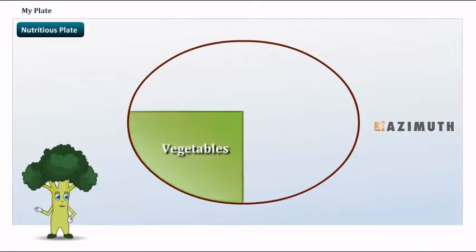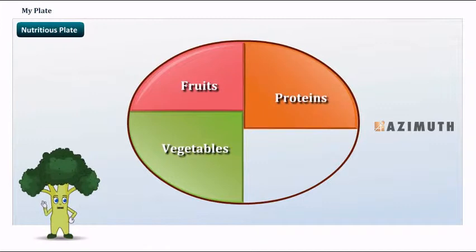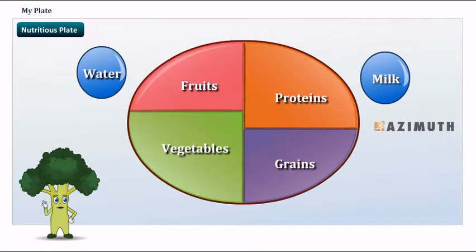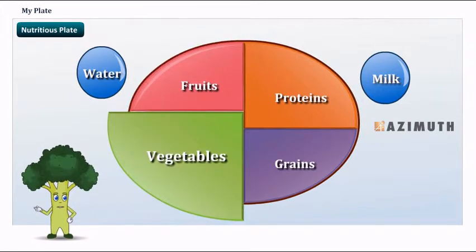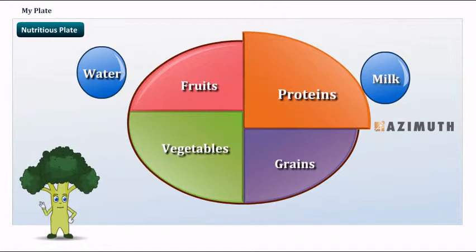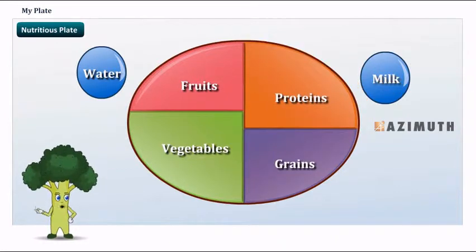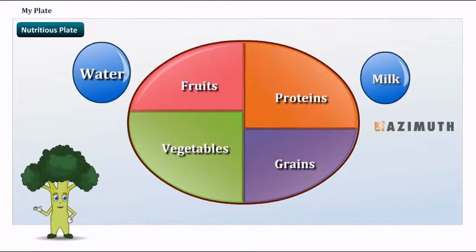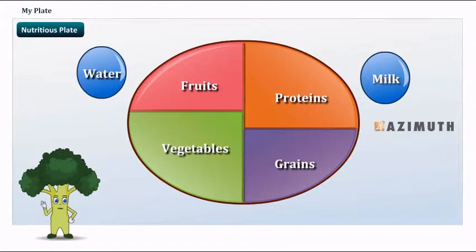To give you a clear idea about all these, I am going to explain a nutritious method for consuming food. If you see the colored plate, it has 4 sections with different colors. These colors represent fruits, vegetables, grains, and proteins. Next to the plate, you will find a small circle representing milk and another small circle representing water. You can use this plate to decide which food to eat more of and which to eat less often.